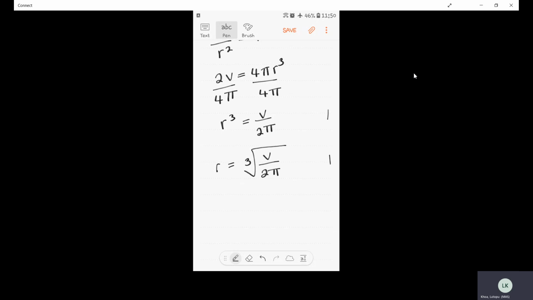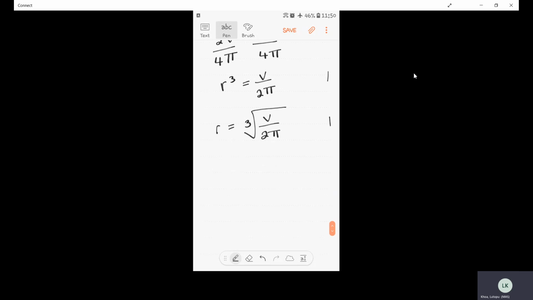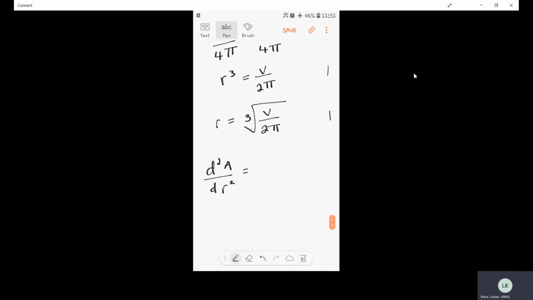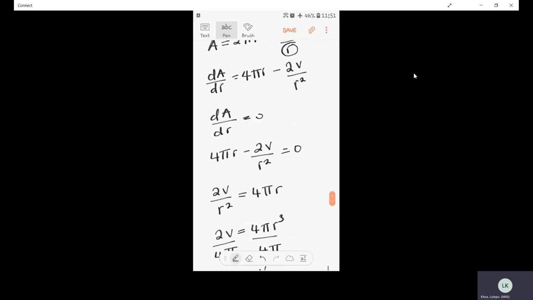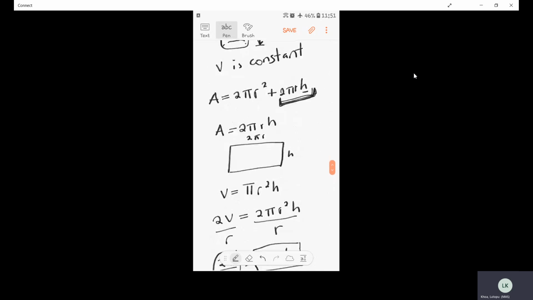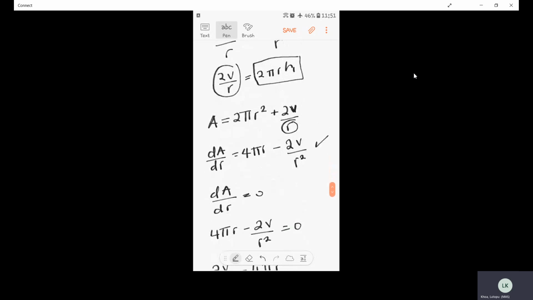Then I have to use my second derivative to test whether this is indeed a minimum or not, because remember, I want the radius that will give me the minimum area. Okay, so d2A over dr2. Here I'm going to differentiate my first derivative. The first derivative is this one over here. So I'm going to differentiate that.